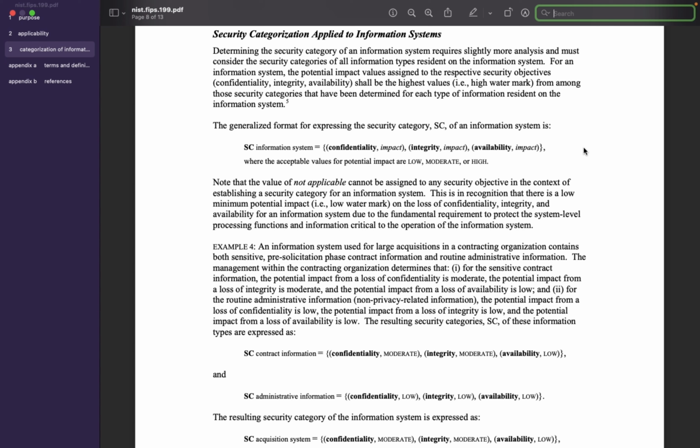Now, how do we do the overall first level categorization? The FIPS 199 document explains how to do this. Now, it says that for an information security system, the potential impact values assigned to the respective security objectives, confidentiality, integrity, availability, shall be the highest value, that is, the high watermark.